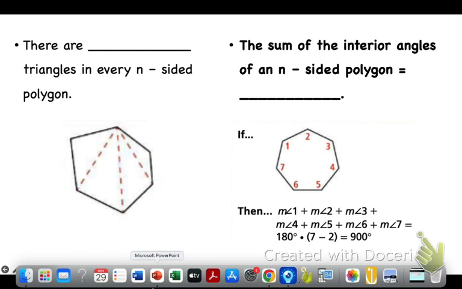So what I'm going to do is if I take this vertex and I draw a line to the next one, to the next one, and to the next one. How many triangles did I draw? 2, 3, 4. There are 4 triangles there? 4, yeah. 1, 2, 3, 4.